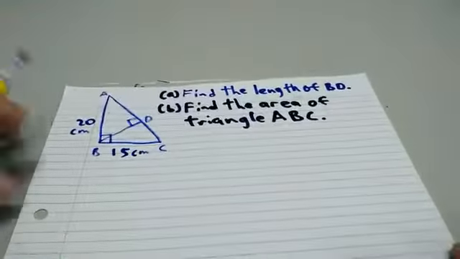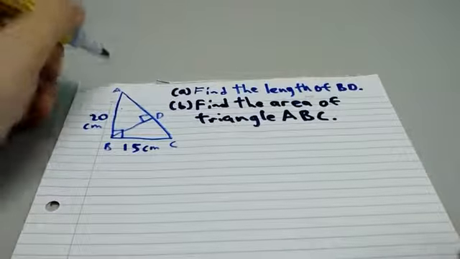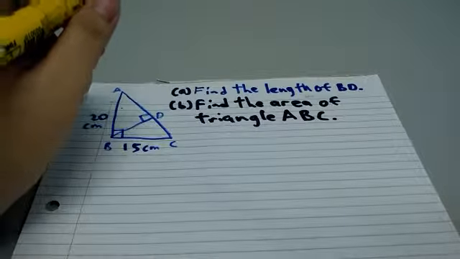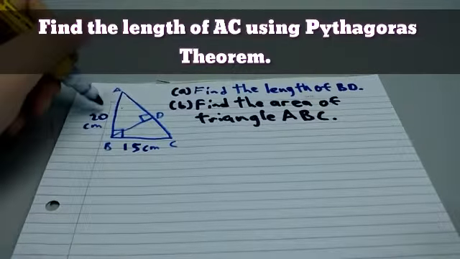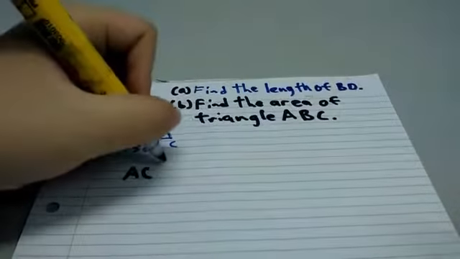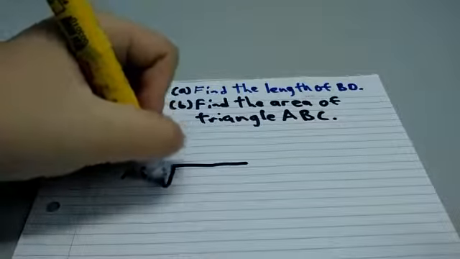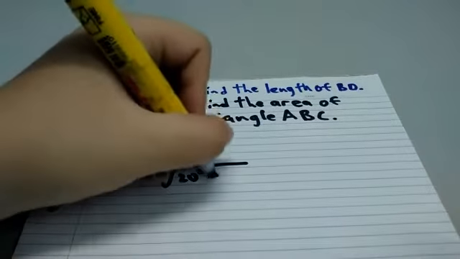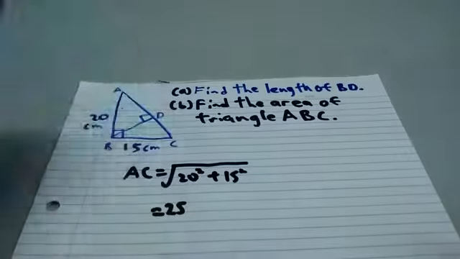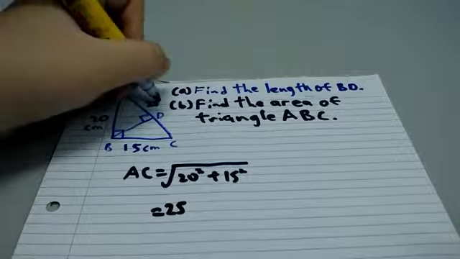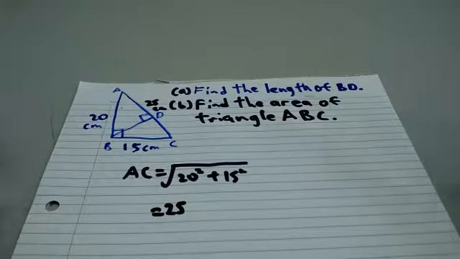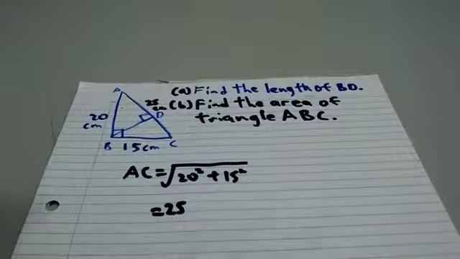So let's start solving the question. So let's find the length of AC, but how can we find the length of AC? We can use Pythagoras Theorem. So the length of AC is equal to the square root of 20 square plus 15 square, which will leave us 25. So this length of AC is 25 centimeter. So we have everything lined up. So let's start solving question A.